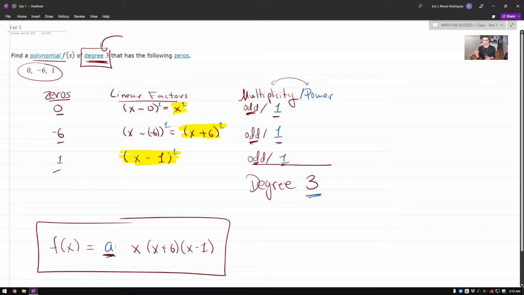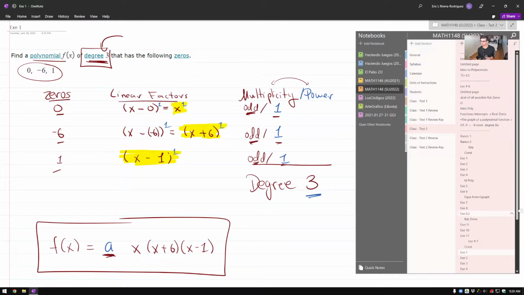Yeah, we are going to do that because that is going to be a separate part of the same exercise. When the exercise gives us a point on the graph, then we can identify that leading coefficient. But right now we don't have more information to get that value.